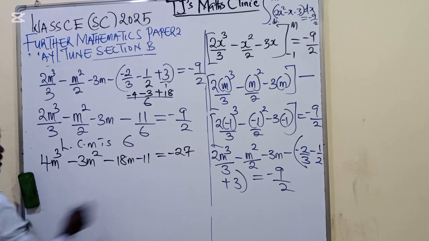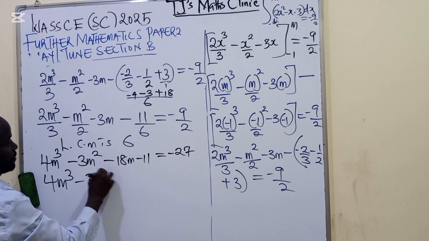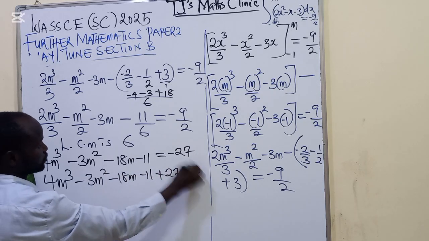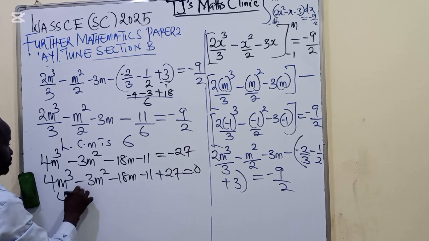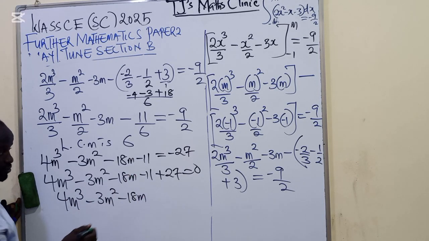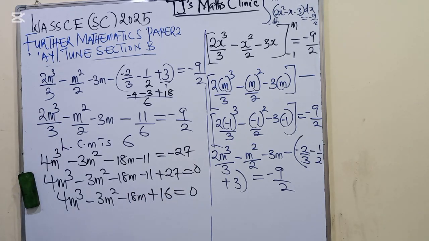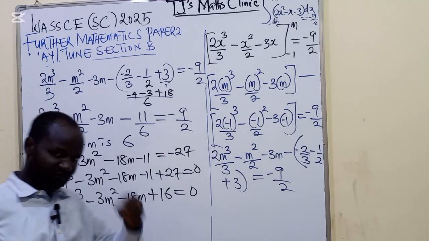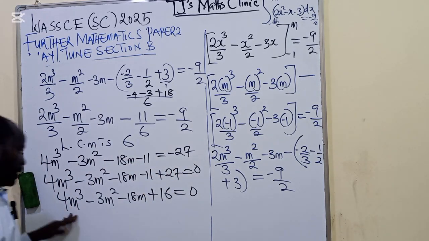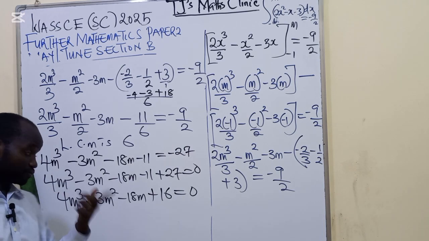Very important. Let's rearrange this. We have 4m cubed minus 3m squared minus 18m minus 11 plus 27, that will be plus 16, equals 0. This is a cubic equation. It's expected that we have 3 roots since it is a cubic equation. So how can we factorize this to find those 3 roots?